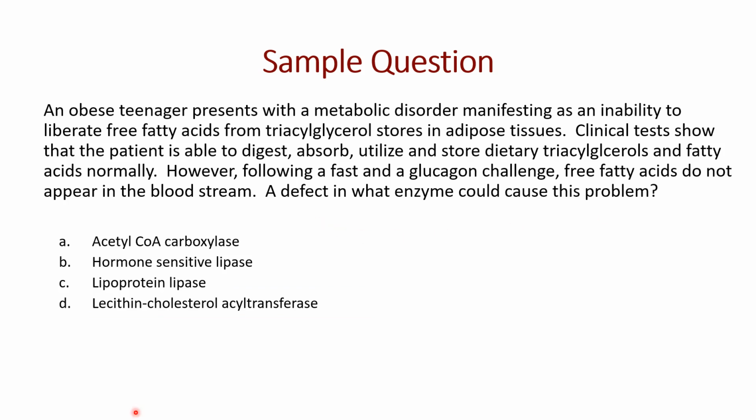An obese teenager presents with a metabolic disorder manifesting as an inability to liberate free fatty acids from triacylglycerol stores in adipose tissue. Well, that's a big sentence. So a teenager that's overweight, there's obviously a metabolic disorder, and the adipose tissue can't release fats, and that's part of the reason why the fat cells are so big, and it's adding to the obese nature of the teenager. Okay, so what's going on?